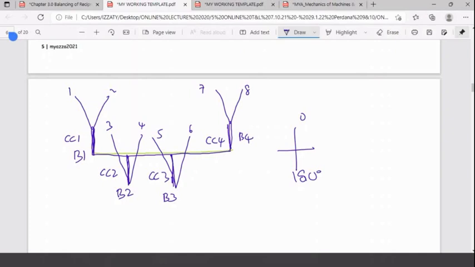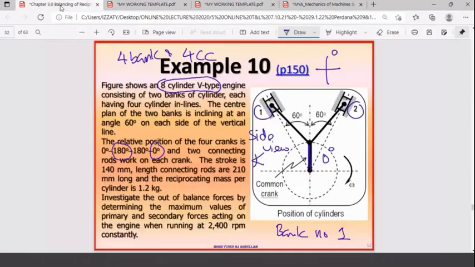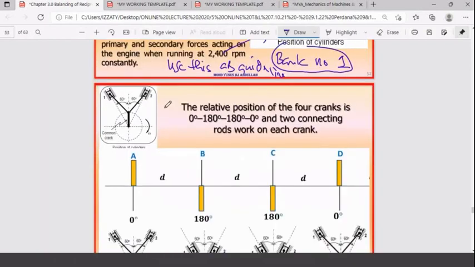But the question is now providing you only one bang, bang number 1. So you refer to this and use this as a guideline. You are going to calculate everything as we did earlier for the twin cylinder. You add up together all the forces, then you make the forces for the crank number 1 or bang number 1. So stay with me. The position.